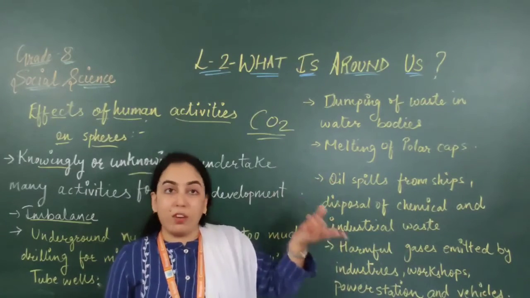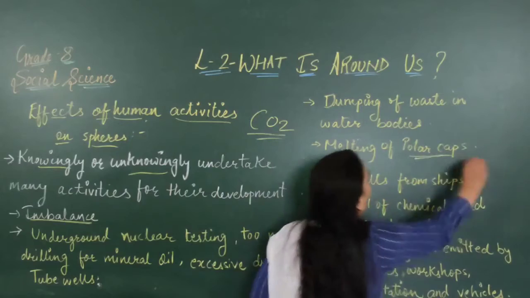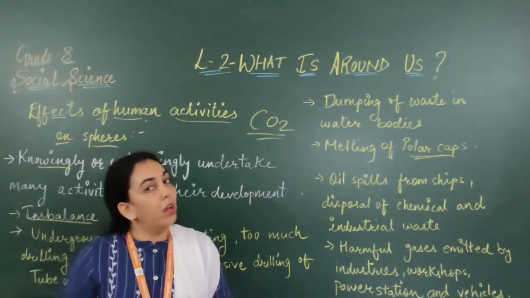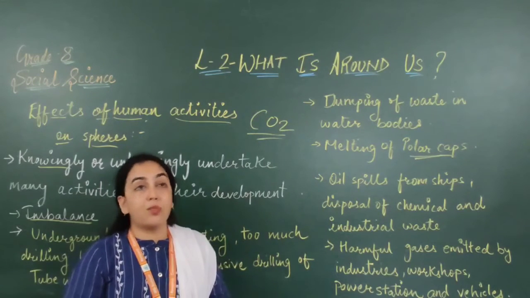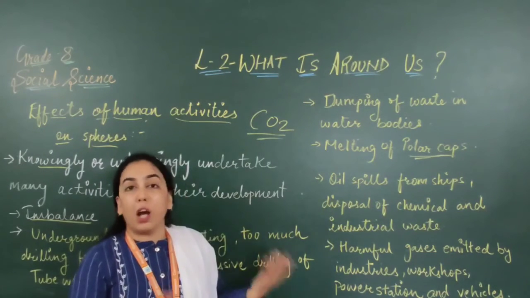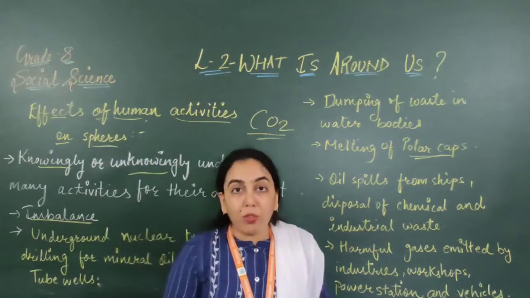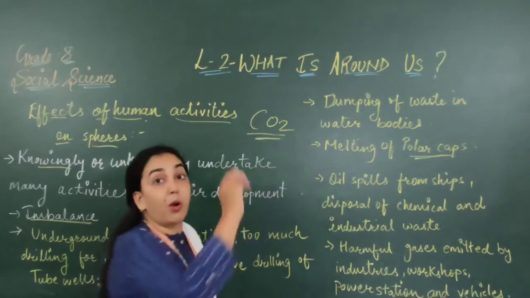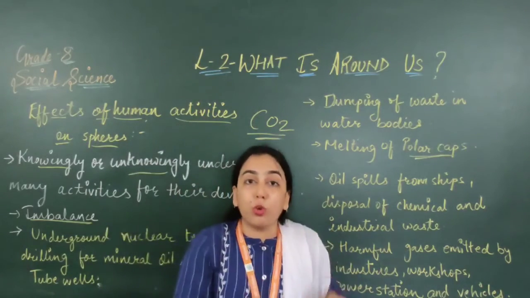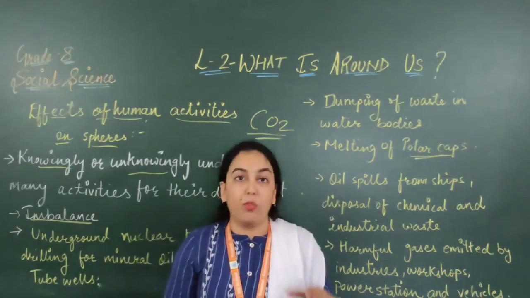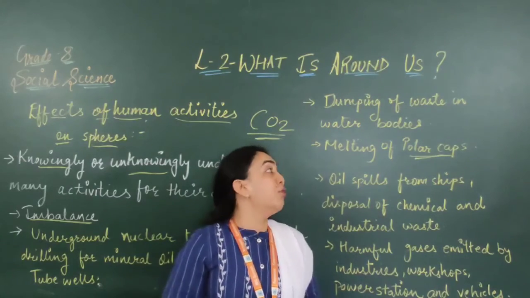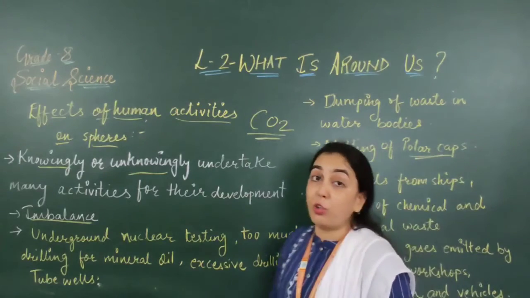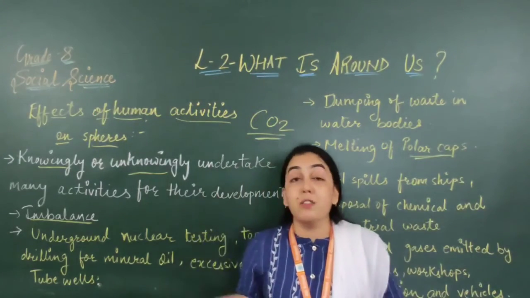And when the temperature rises, the polar caps, or the ice on the mountains, or the ice in the polar regions, North Pole and South Pole, will melt. It can be harmful for us, and it is called global warming. That is why I must say save trees, because to control this carbon dioxide gas in the atmosphere, we have to plant trees. So I hope that you have understood these causes, and I hope that you will learn how to protect our spheres.